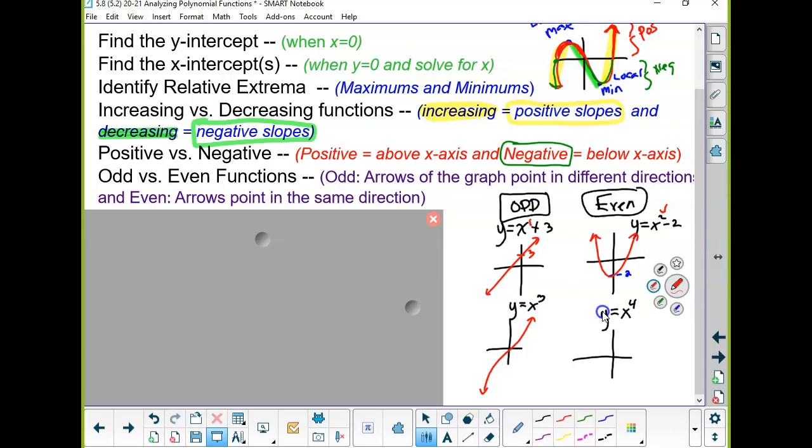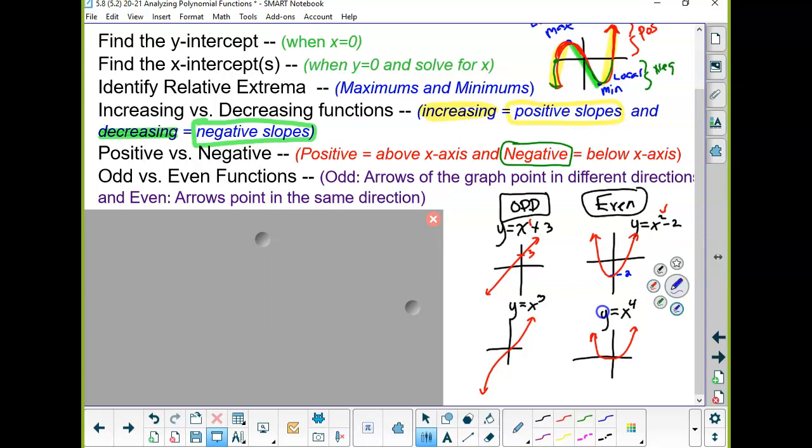X to the 4th is very similar to a parabola, except it's a little flatter. This is a super exaggerated x to the 4th. It's not as sharp of a U. It flattens out more when you get closer to x equals 0. But you can see that pattern. This is also an even degree.